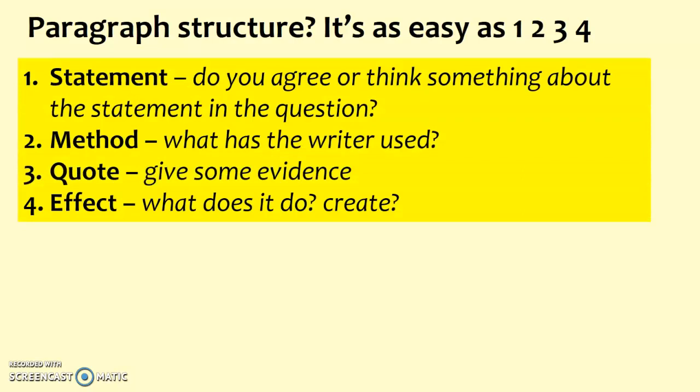Well, start off by looking at the statement. Do you agree or think something about the statement, like we just did a minute ago? So you start off by agreeing or offering an idea. Next up, you then say, and the writer has done this by using, it could be a simile or some imagery or whatever it may be. Thirdly, you then offer a bit of evidence which backs up that. So if you've said a simile, you need to put a quote for the simile. If you've said they've used really twisted and horrible adjectives, then you want to quote those adjectives. And then you move on to the effect. So, okay, what does this do? What feeling does it create or mood does it create?